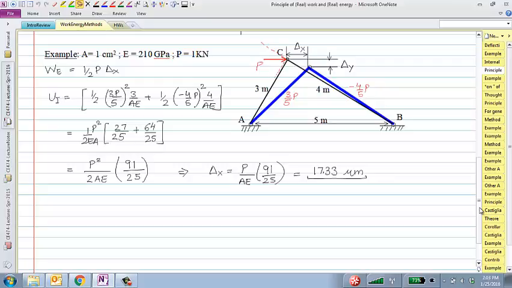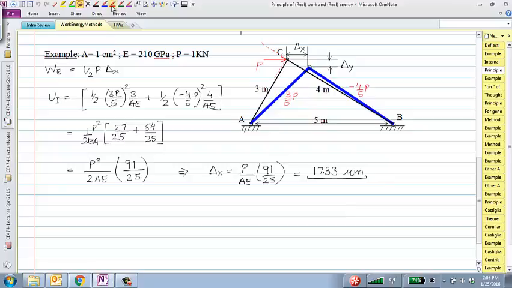again using the method of real work and real energy, because external work done would be half times P times delta x, and delta y would not contribute to the work done. And the internal energy stored would be simply a function of the internal forces in these two members. So we got the exact same answer as we got for homework one using a different approach.